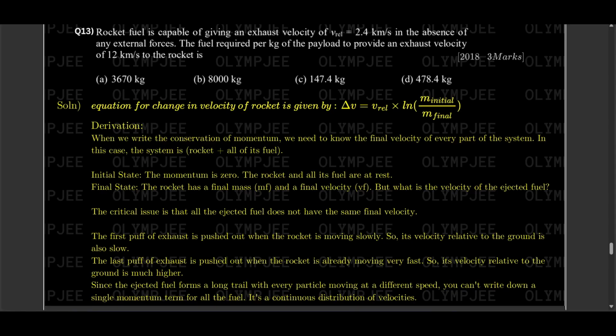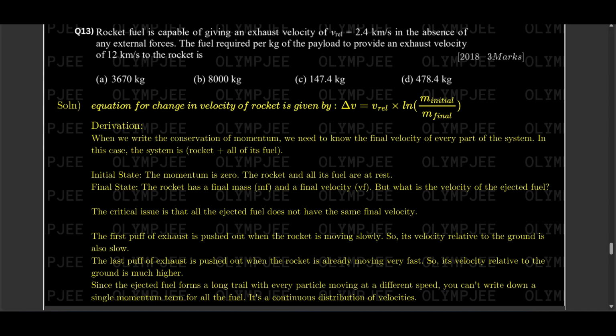So question 13 is also a very nice question. It is based on variable mass systems. It says that rocket fuel is capable of giving an exhaust velocity of v_rel, 2.4 km per second, in the absence of any external forces. So we are asked the fuel required per kg of payload to provide a velocity of 12 km per second to the rocket.